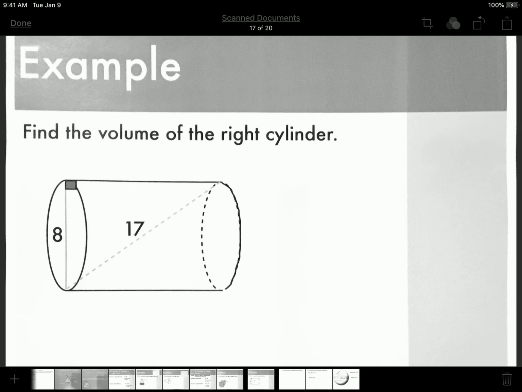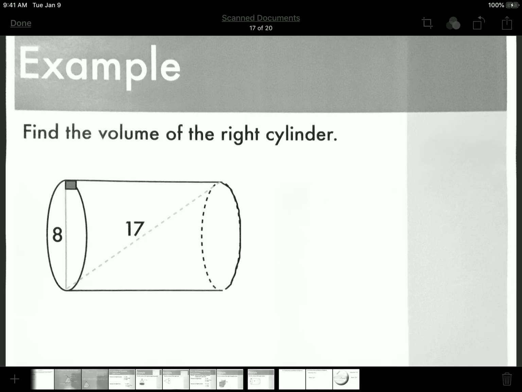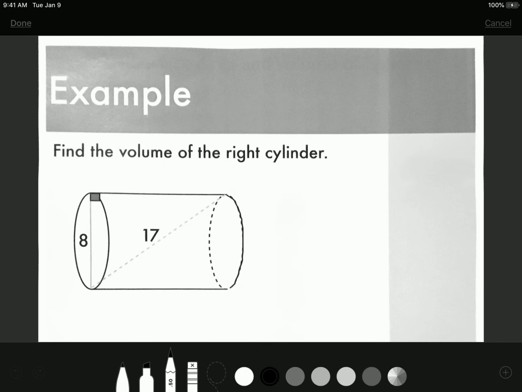Another example that we have is a right cylinder. So if we take a look at this one, we know that for a right cylinder, we're going to be doing pi r squared times h. Well, we have the diameter here. If the diameter is 8, we can take 8 and divide it by 2. So our radius is just 4.